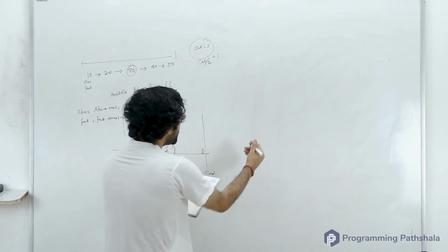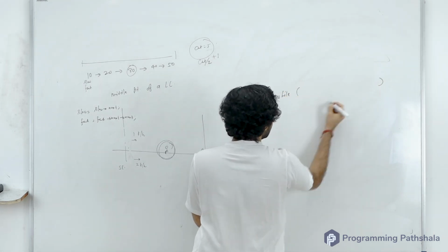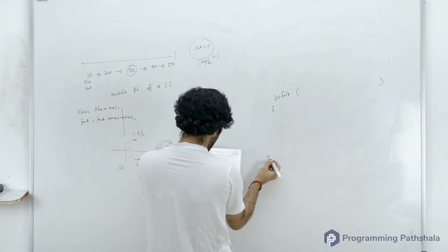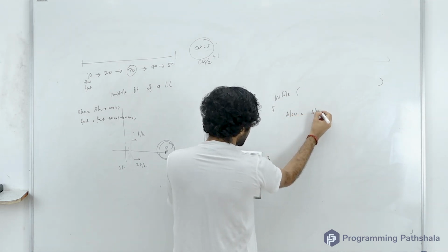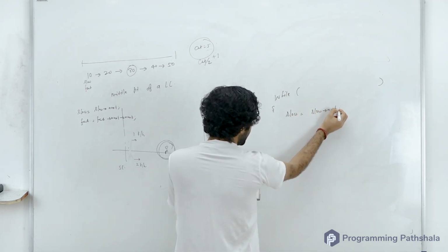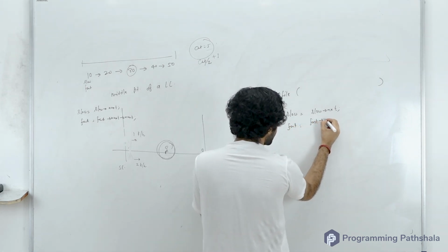Cool. So if I have to code it, I am going to have a while loop with some condition in it, and then every time I am going to move my slow by 1 unit and fast by 2 units.